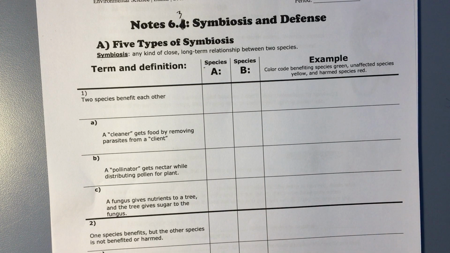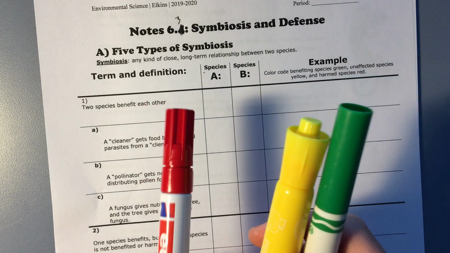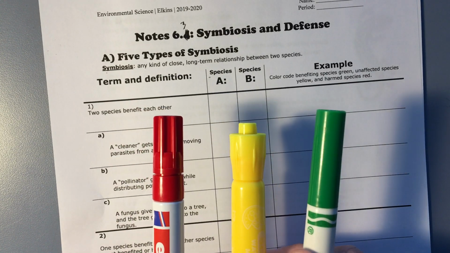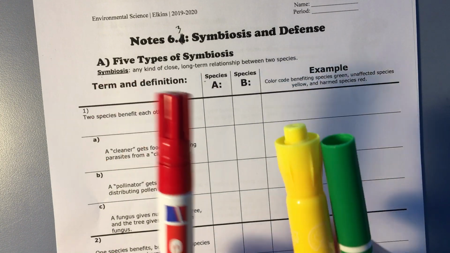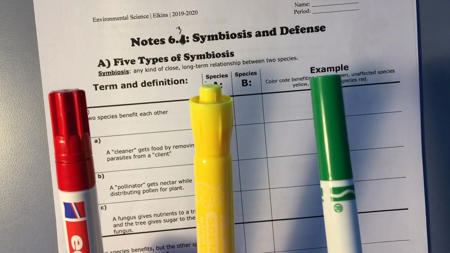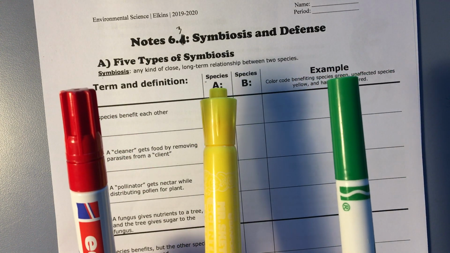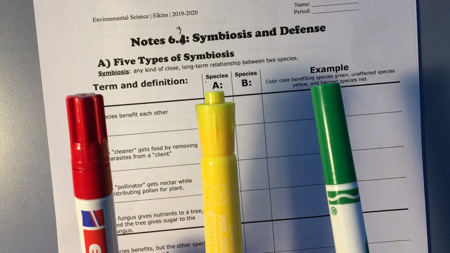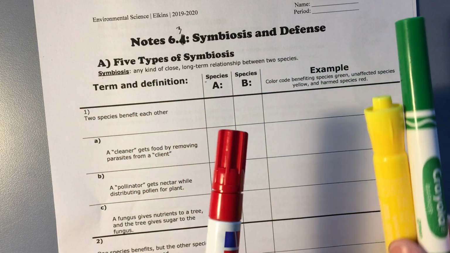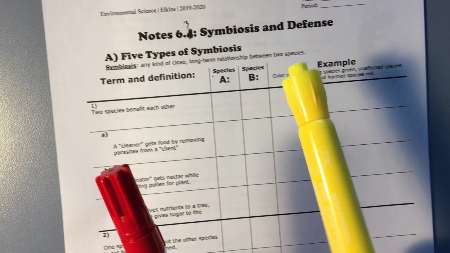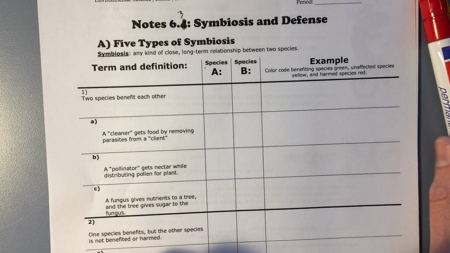Okay, what you should have is some sort of color code system. So red, yellow, and green is what I would recommend because we're going to be talking about negative effects, neutral effects, and positive effects. So if you have coloring pencils, highlighters, markers, anything is going to work for this that you can use to color. If you don't have yellow, maybe use black or so. Most people have green and red though.